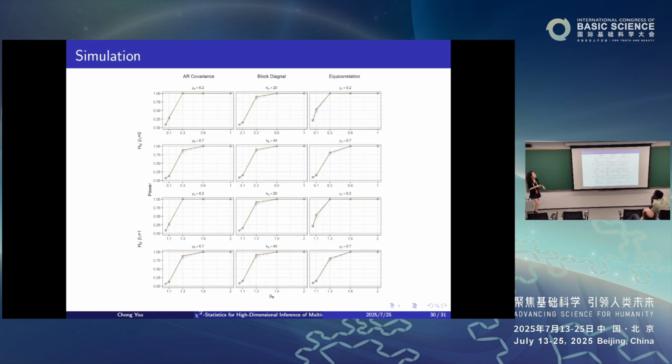And this is the power. Here the x-axis is the size of the signal, when it is large. So this is the simulation.